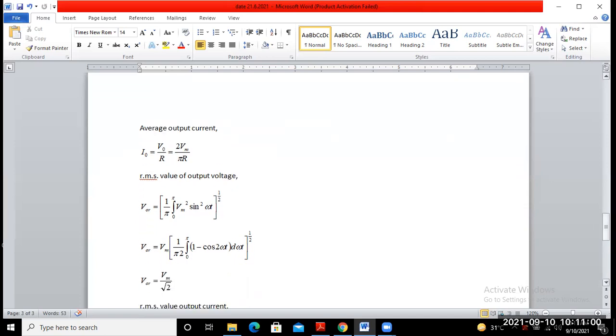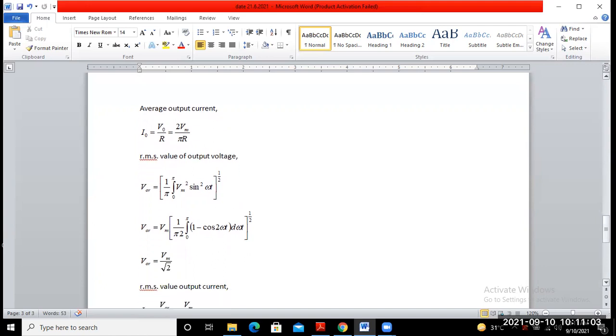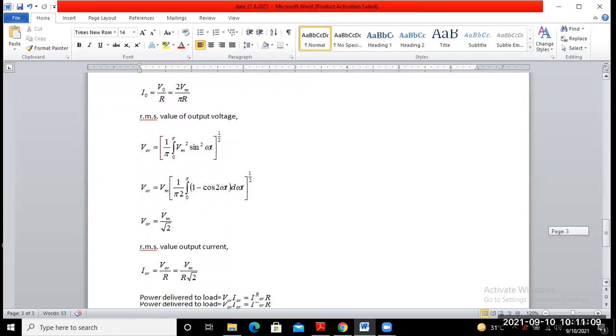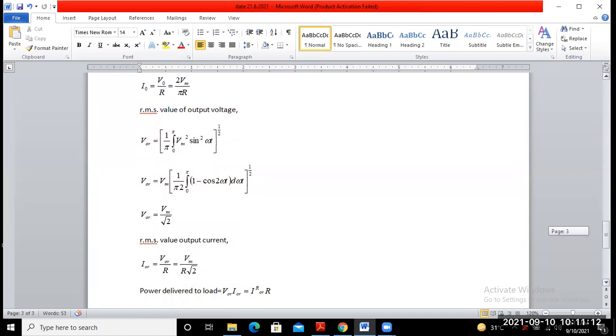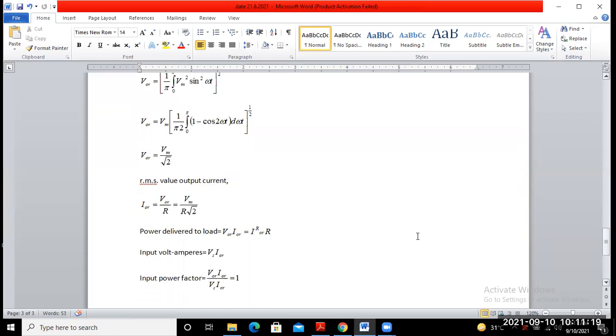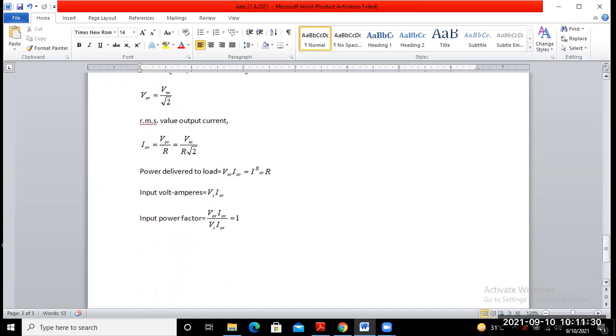Now you can find the RMS value of the output current: V output RMS divided by resistance, so V maximum by root 2 R is your RMS output current. Similarly, you can derive the power delivered to the load, V output RMS times I output RMS, and the input volt ampere, supply voltage Vs into I output RMS. You can also find the input power factor.